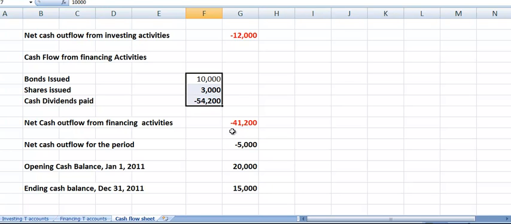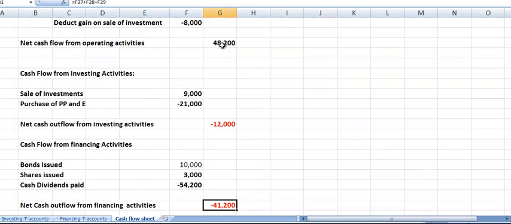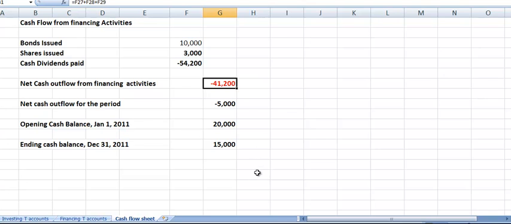cash. So if we add these three numbers, we're going to get a net cash outflow of 41,200. So now, if we took the inflow of 48,200 from operating and the two outflows, one from investing, one from financing, we're going to get a net change in cash during the period, which is an outflow of cash of 5,000. We also know that our cash at the beginning of the year, January 1st, 2011, was 20,000. So we fully reconciled now how our ending cash balance at the end of December 2011 got to be 15,000.